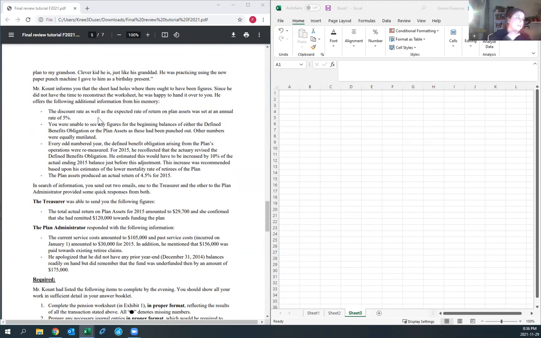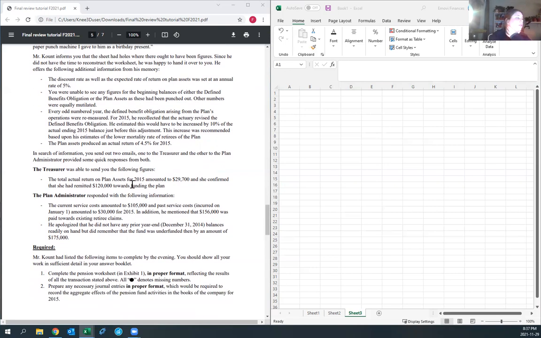The discount rate as well as the expected rate of return on plan assets was set at an annual rate of 5%. You were unable to see any figures for the beginning balance of either the defined benefit obligation or the plan assets, as these had been punched out. Other numbers were equally mutilated. Every odd numbered year, the defined benefit obligation arising from the plan's operations was measured. For 2015, he recollected that the actuary revised the DBO. He estimated this would have to be increased by 10% of the actual ending 2015 balance just before this adjustment. This increase was recommended based upon his estimates of the lower mortality rate of retirees of the plan. The plan assets produced an actual return of 4.5% for 2015.